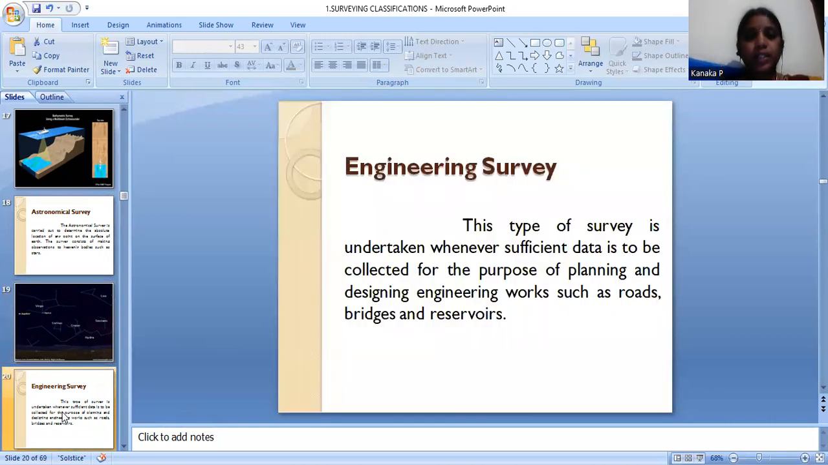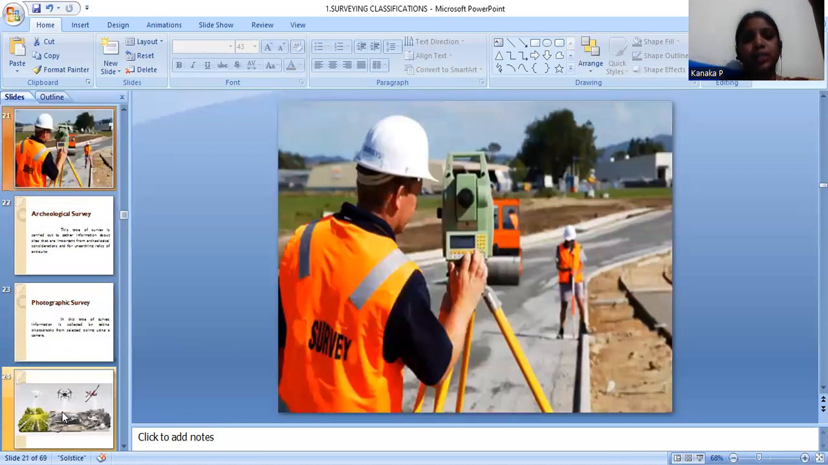Next one, engineering survey. This is based on the nature of the field. This type of survey is undertaken whenever sufficient data is to be collected for the purpose of planning and designing engineering work such as roads, bridges, reservoirs, etc. So in the engineering survey, length, directions, and elevations are all measured.